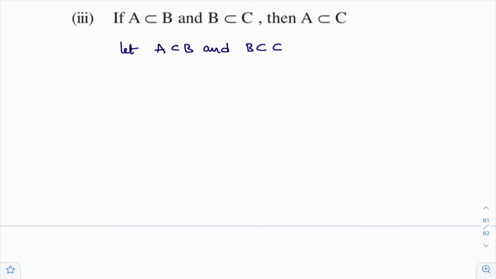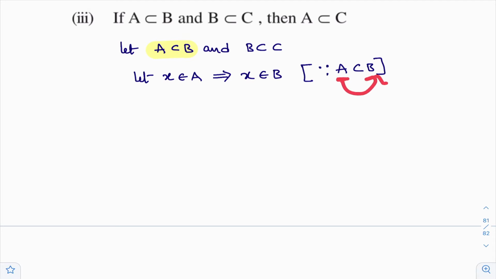Okay, so here I need to prove A is a subset of C. So let X be in set A. From this, I can say that X belongs to B also. How can you say that? Because I have A is a subset of B. A is a subset of B means all the elements present in set A are present in set B. If I take X in set A, as A is a subset of B, definitely the element X is present in B.